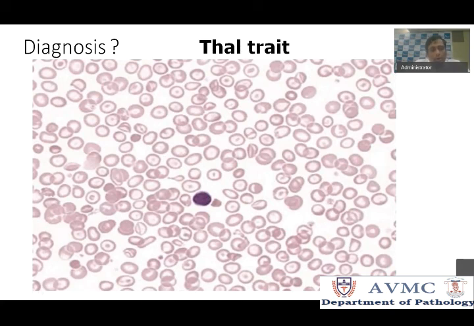Okay, so one differentiating point by smear is that anisopoikilocytosis will be less in thalassemia trait, and in iron deficiency it will be more. And you find a lot of target cells in thalassemia trait when compared to iron deficiency anemia. Okay, so what happens to the RBC indices in this patient? MCV will be, yes, it's microcytic hypochromic, so MCV and MCH will be low.